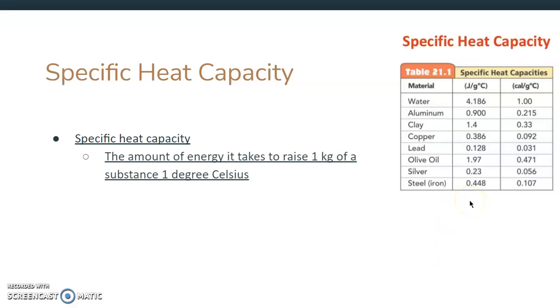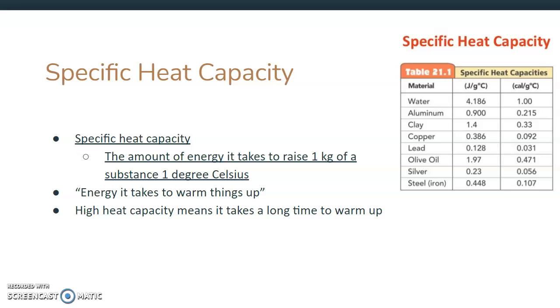But to talk about specific heat capacity, our very scientific definition is that specific heat capacity is the amount of energy it takes to raise 1 kilogram of a substance, of anything, 1 degree Celsius. So we take 1 kilogram of water, 1 kilogram of oil, 1 kilogram of copper, anything, and we measure how much energy we need to put in to make it go up just 1 degree. I like to think of this a little bit simpler: the specific heat capacity is the energy it takes to warm something up.